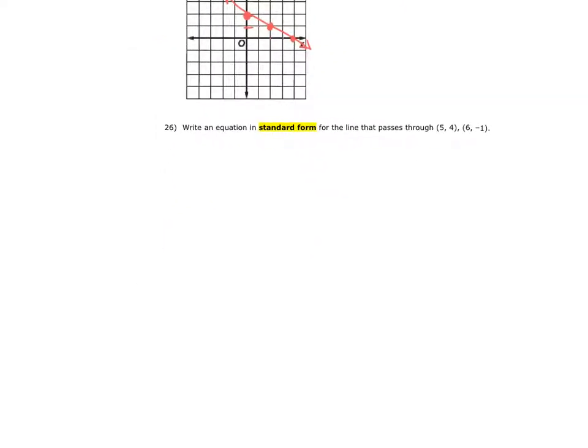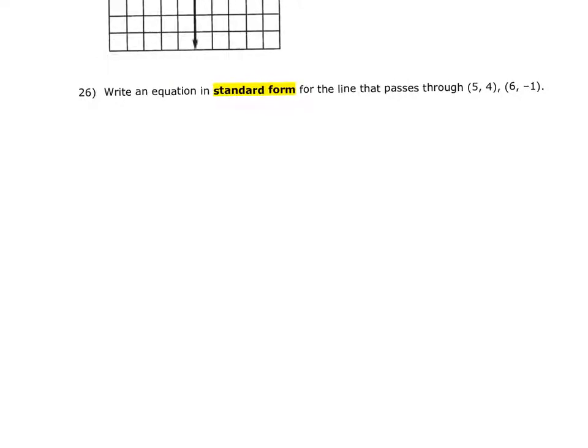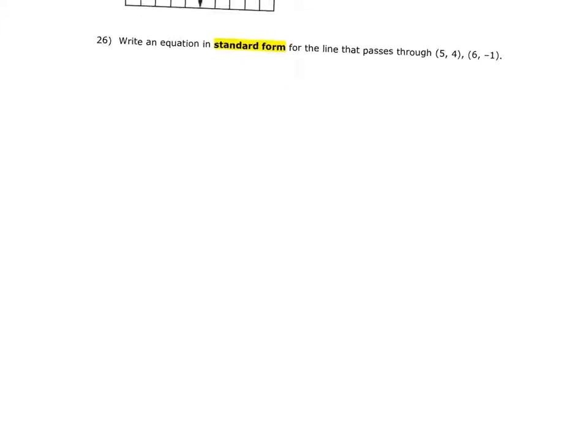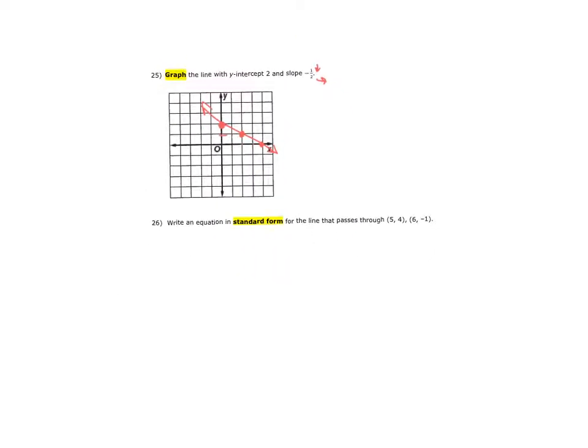26 is asking you for an equation in standard form. Here we go, where we have to actually put forth a lot of the mathematics. So if we have to put the equation in standard form, an equation in standard form is ax plus by is equal to c. You have 2 points. What can I definitely do with 2 points? Graph.